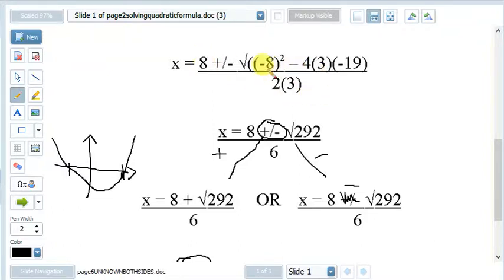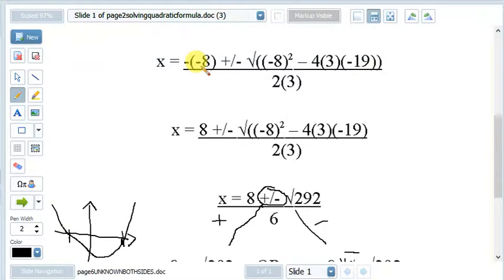what's underneath the square root and the minus 8 at the beginning. As you can see, minus 8 minus minus 8, two negatives next to each other make a positive. Basically what that's saying is, what's the difference between 0 and negative 8, and that is 8. So the actual difference between them.